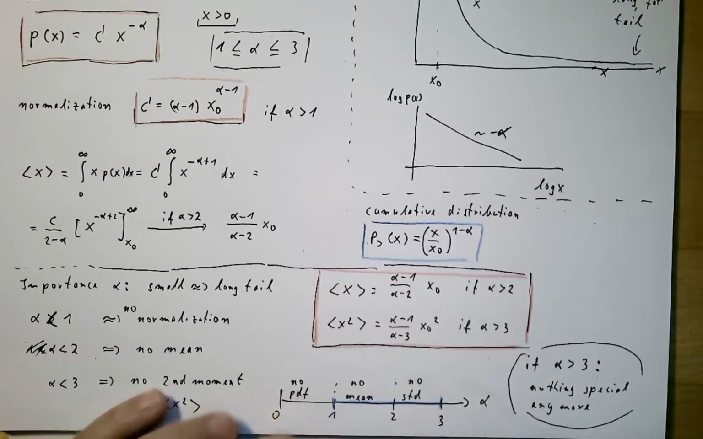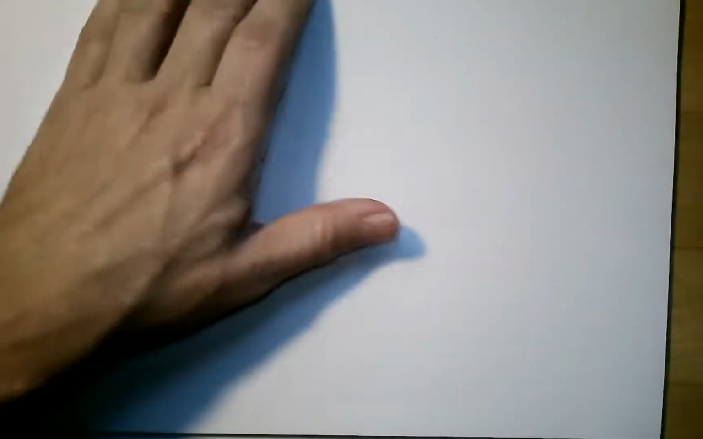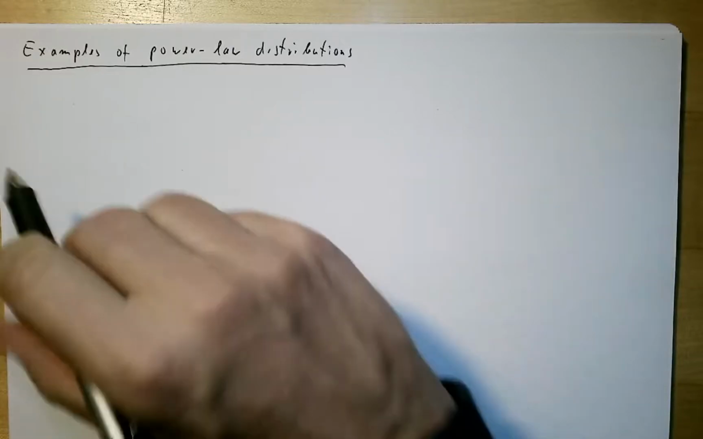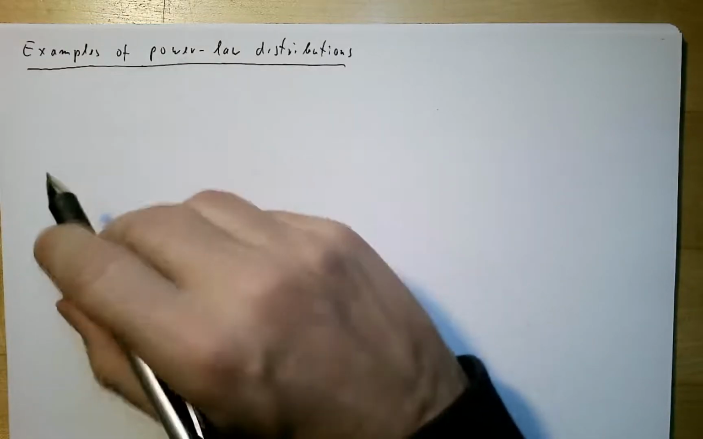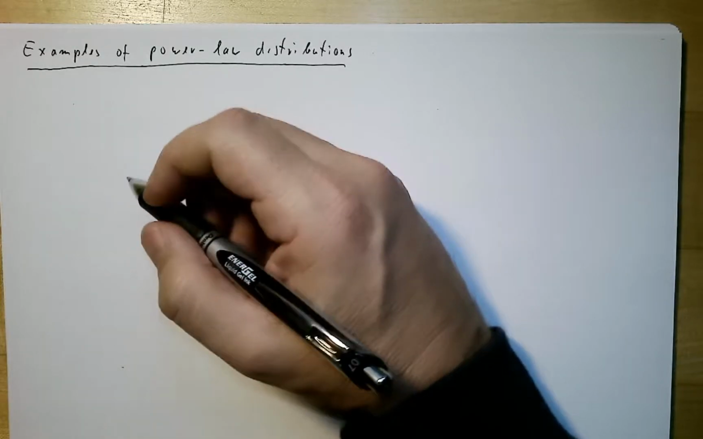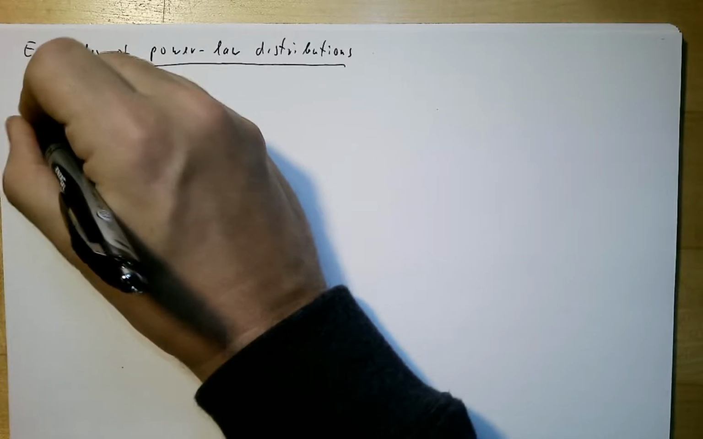And now, interestingly, many random walks that you find in nature have exactly an alpha which is in the middle of this interesting range. So maybe it's time now to look at some examples. The interesting thing here is that power law distributions appear in many, many different contexts. For example, famous are city sizes.